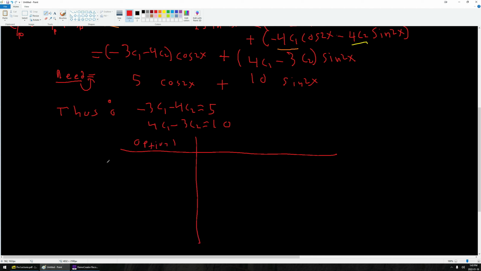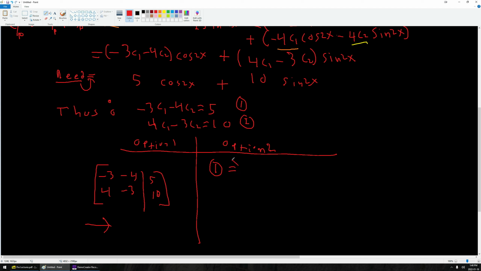What we could do is you could do your linear algebra thing where you rewrite this as an augmented system, 5 and 10, and you could row reduce this thing. Or you have option 2. You could do the thing where you solve one equation, back substitute, and do all of that stuff. So in this case, if I call this equation 1 and this equation 2, what you could do is something like equation 1 implies that C1 would simply be equal to, well, here I'd have 5 plus 4C2 all over negative 3.